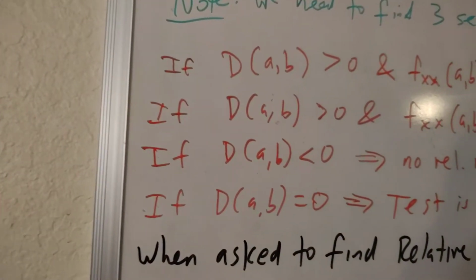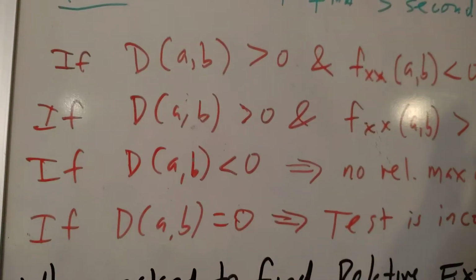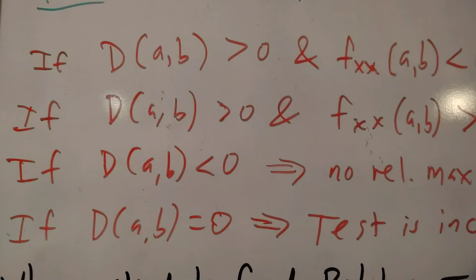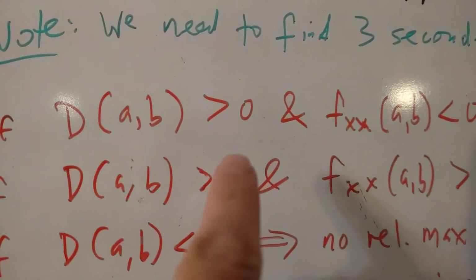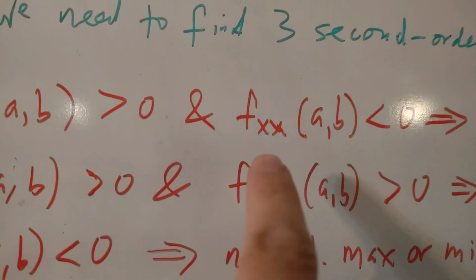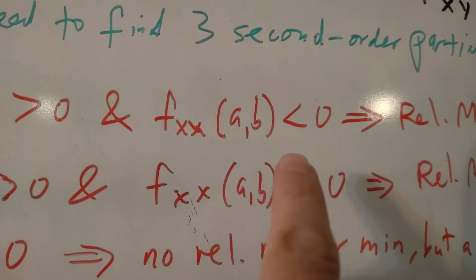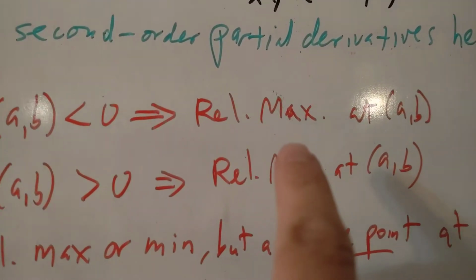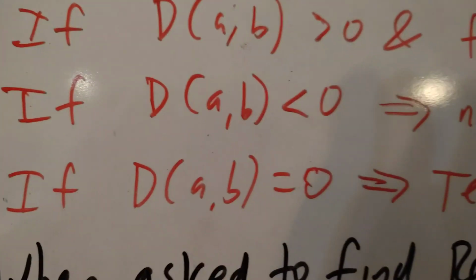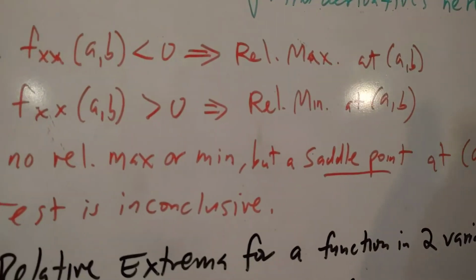Alrighty, once you get your result from the second derivative test, one of 4 things you have to look at. So one of 4 cases will apply. If d of a comma b, your critical number, is greater than 0, and the second order partial derivative f sub xx evaluated at that critical number is less than 0, if both of those are true, then we can conclude that we have a relative max at that critical point. And then these are the other 3 here. You can look at them from your notes, which is on Learn.